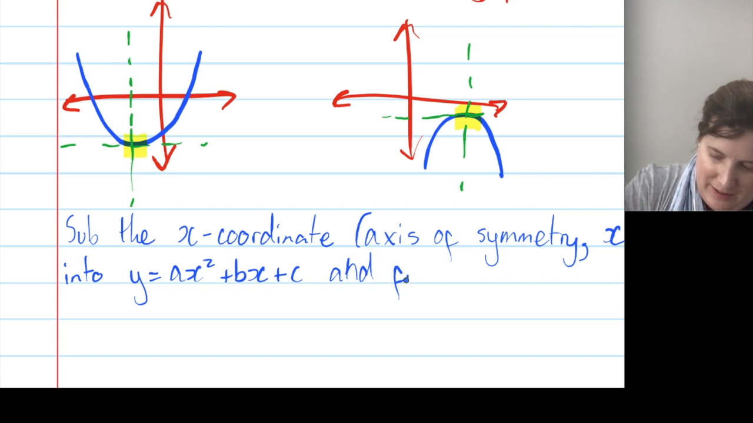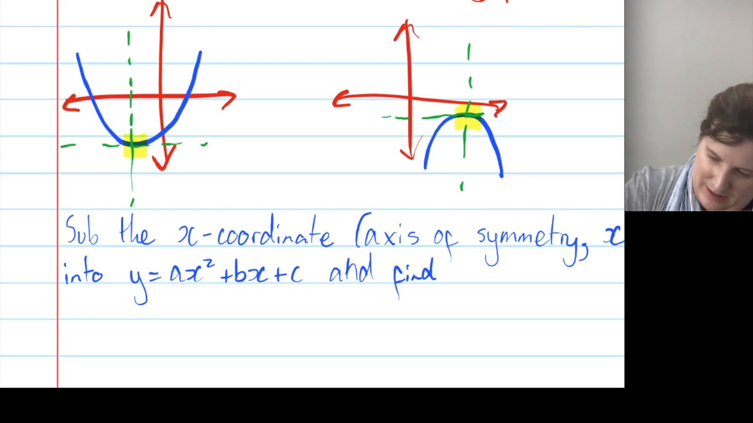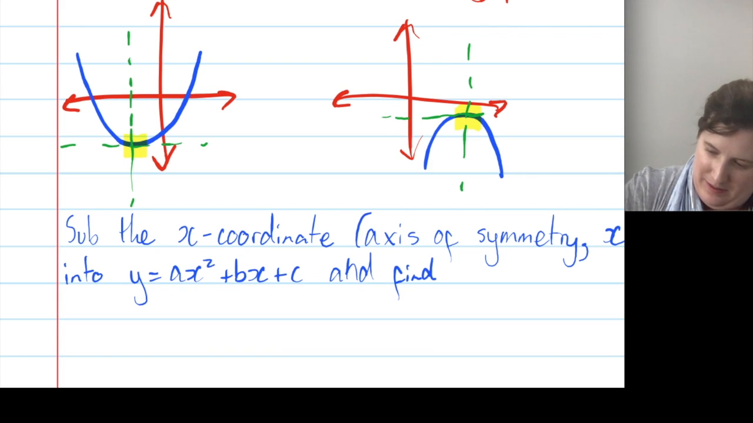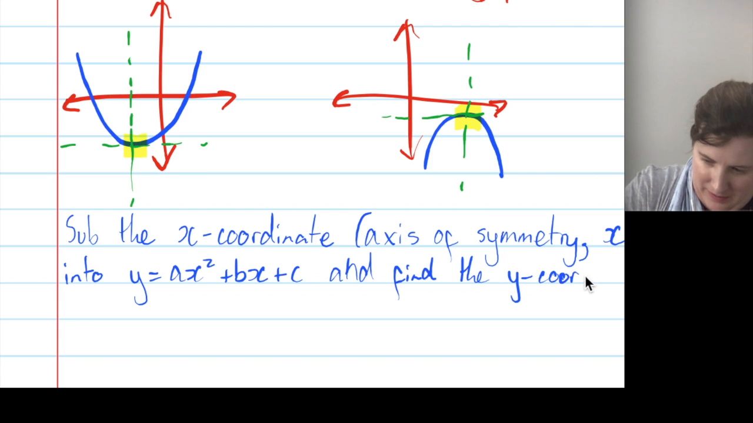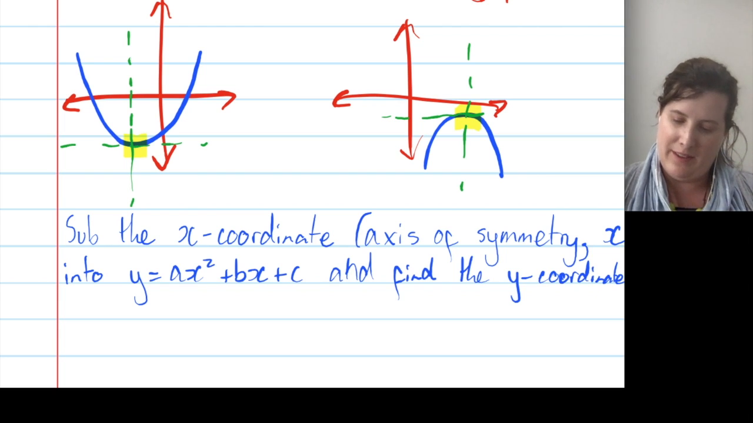and find the y coordinate. I hate the way this is writing. That's it. They're the 5 steps. Once you've done that, you can sketch.